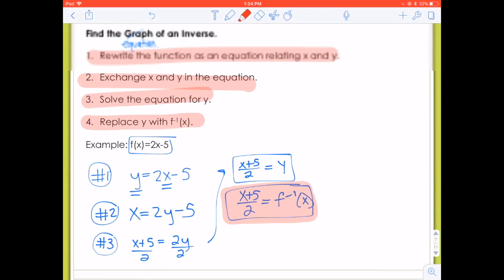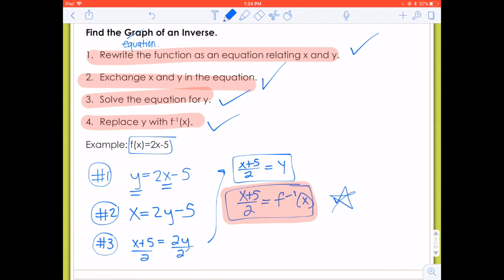So again, we rewrite the function relating x and y. We switch x and y because that's the definition of an inverse. Then we solve the equation for y and replace y with f negative 1 of x. And here's our answer.